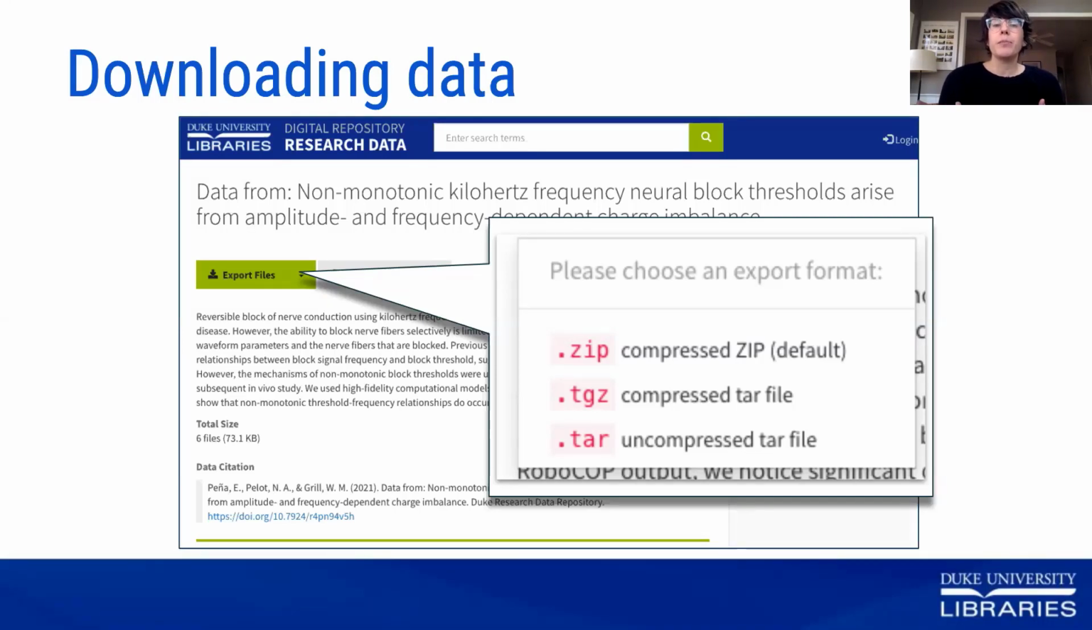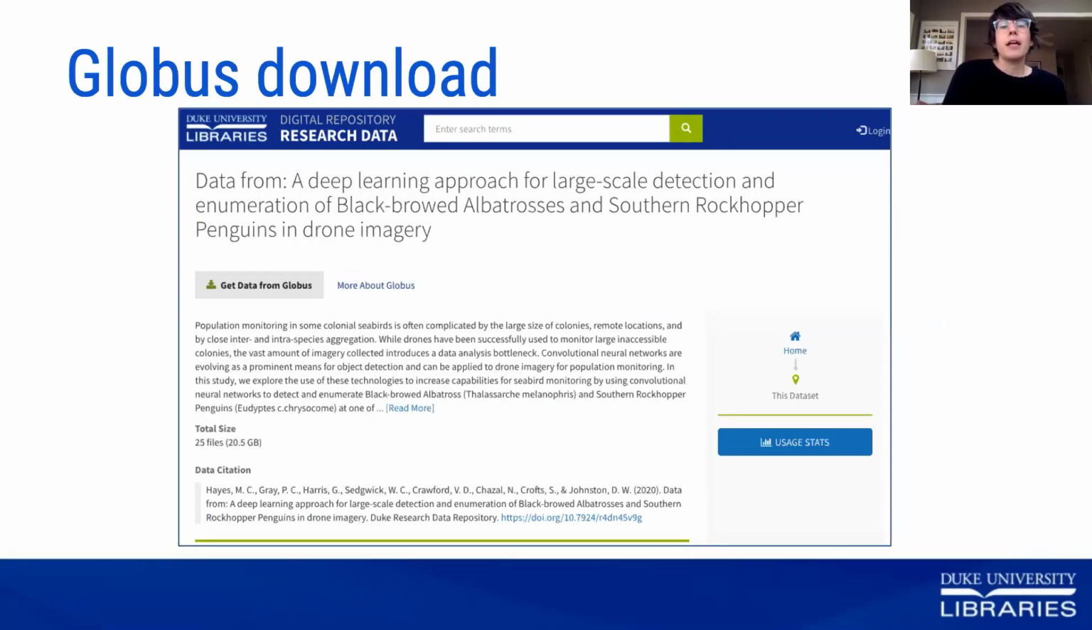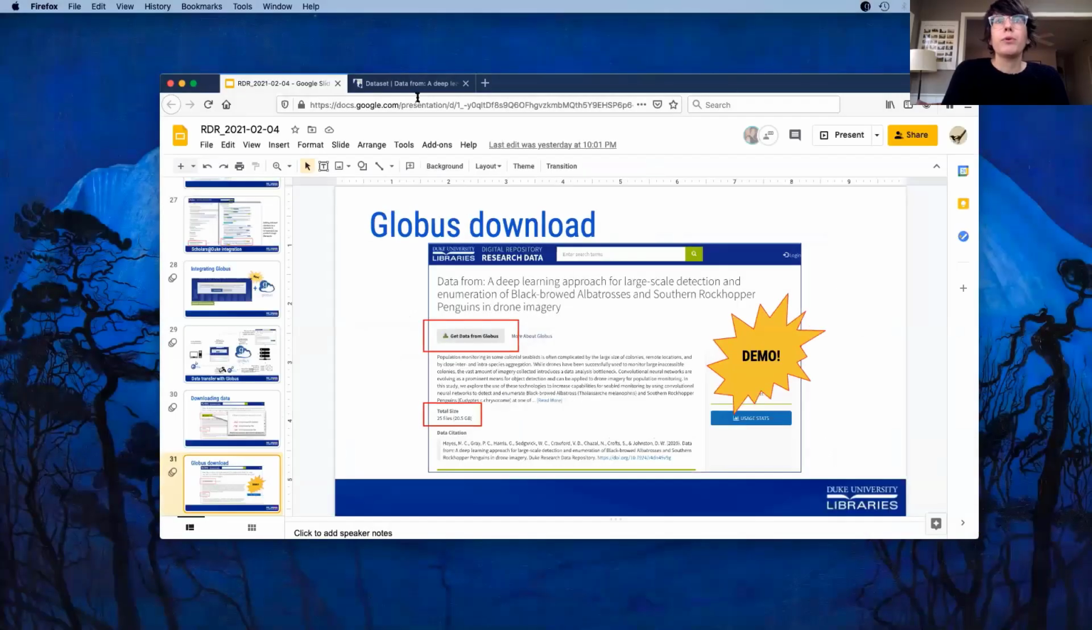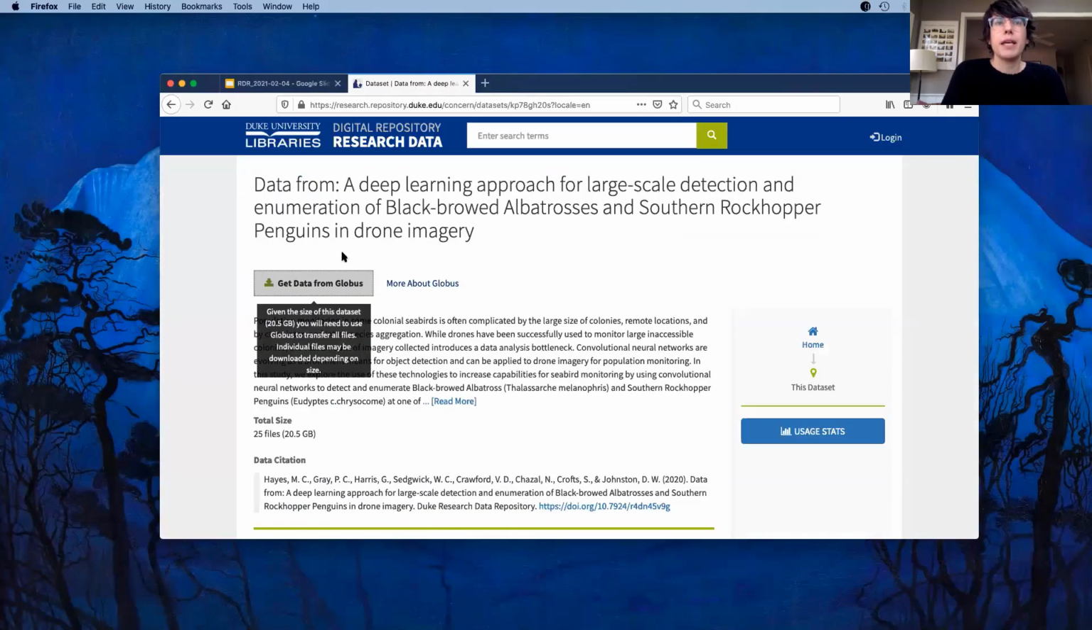If you use data from the RDR frequently, or if you use Globus often for other work, you may actually find that using Globus is the easiest way to acquire even these smaller data sets. For data sets that are larger than 2 gigabytes, you'll see that the only option is to obtain the data using Globus. So let's take a quick pause with the slides and walk through how to get data from the repository using Globus.